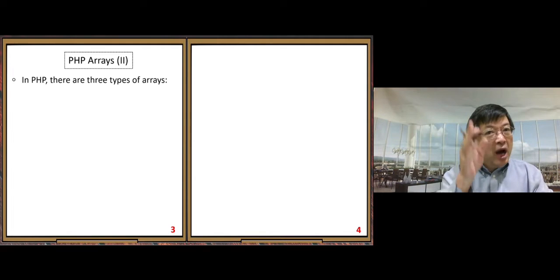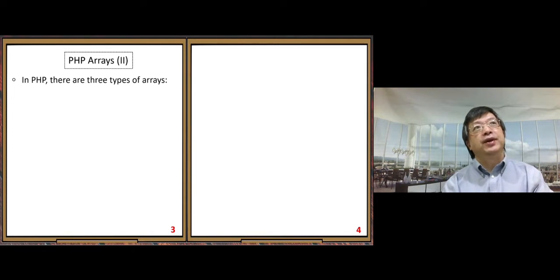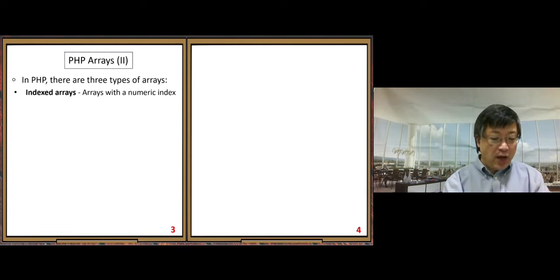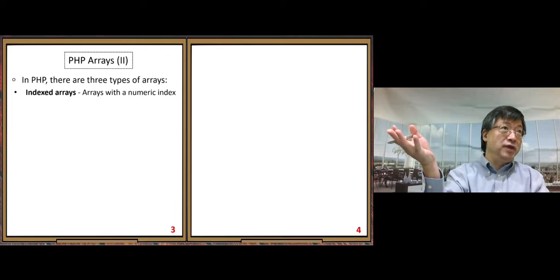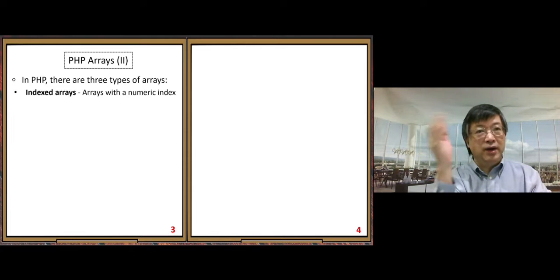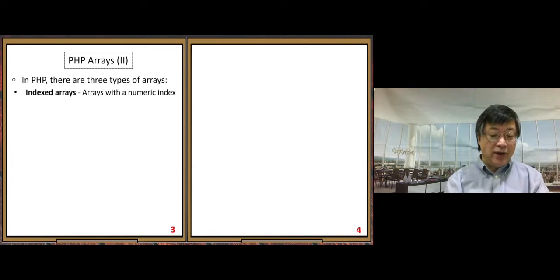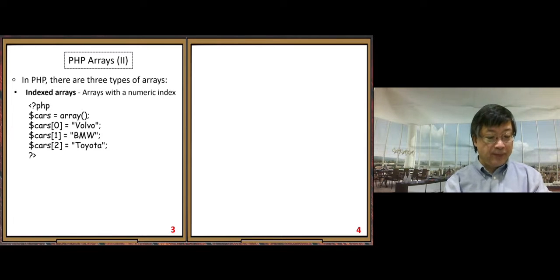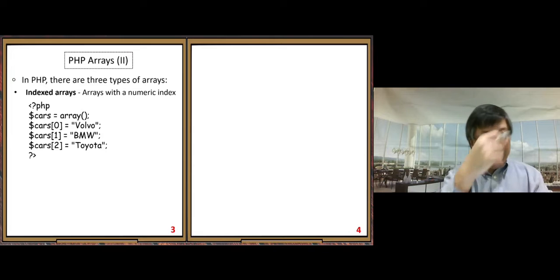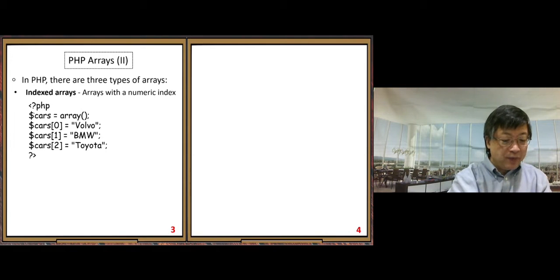Next, there are 3 types of arrays. We want to know these 3 different types. The first type is the indexed array. That's the regular array we use. We are very familiar with indexed arrays, with a number index. Here I use another way to initialize element values in the array. Look at it.